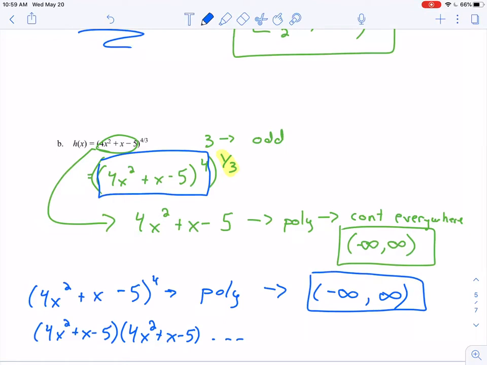So we like odd roots for this reason a little bit better. They just tend to be easier to work with because we don't have to worry about imaginary solutions and things like that.